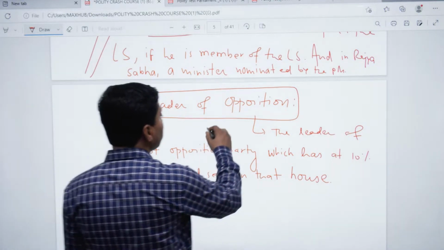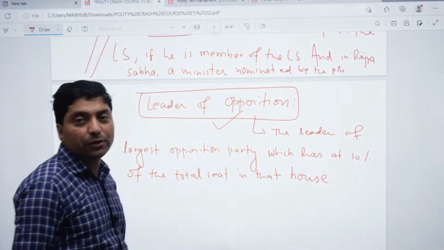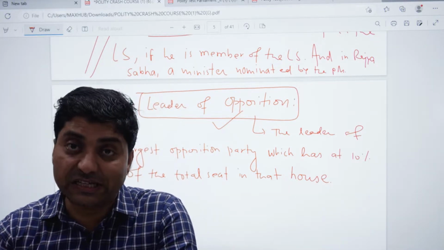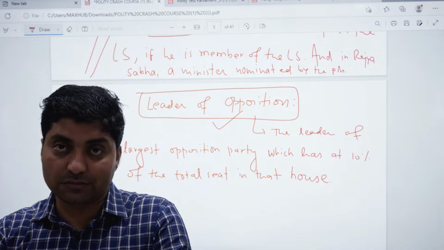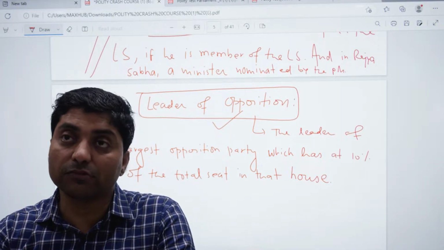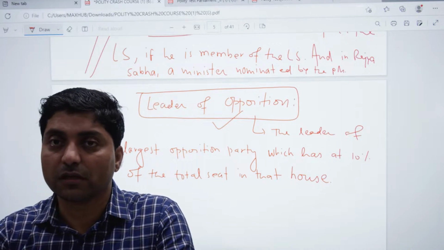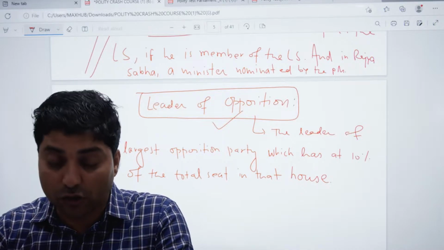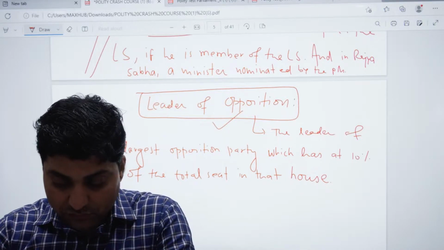That become leader of the opposition. For example, there may be two parties which have more than 10% of the seats in one house. In that condition, which party can become the leader of opposition? The leader of the largest party.